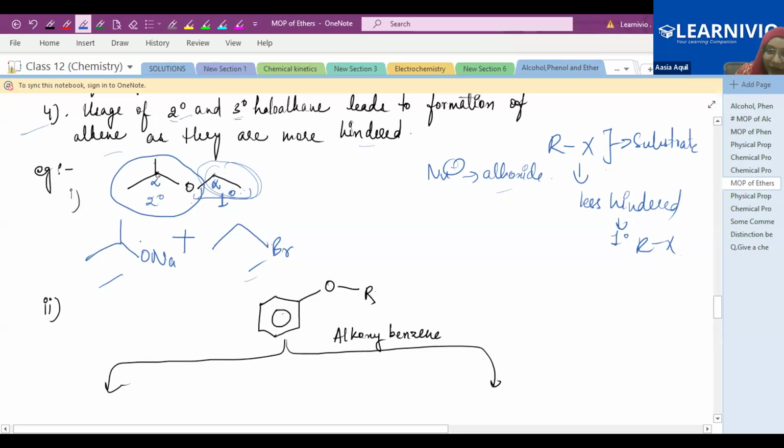Now you can see the reaction will take place. Oxygen has a lone pair. Sodium will have the positive charge. This will have the partial negative charge. This will have the partial positive charge. So again, the same thing will happen, right? So from here, NaBr plus you will get the same product: this thing, O, and here 1 2 carbon, 1 2 carbon.